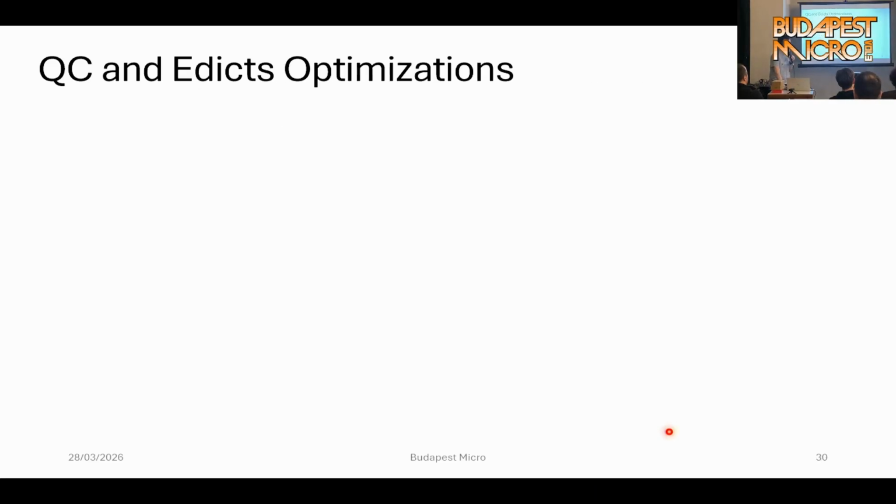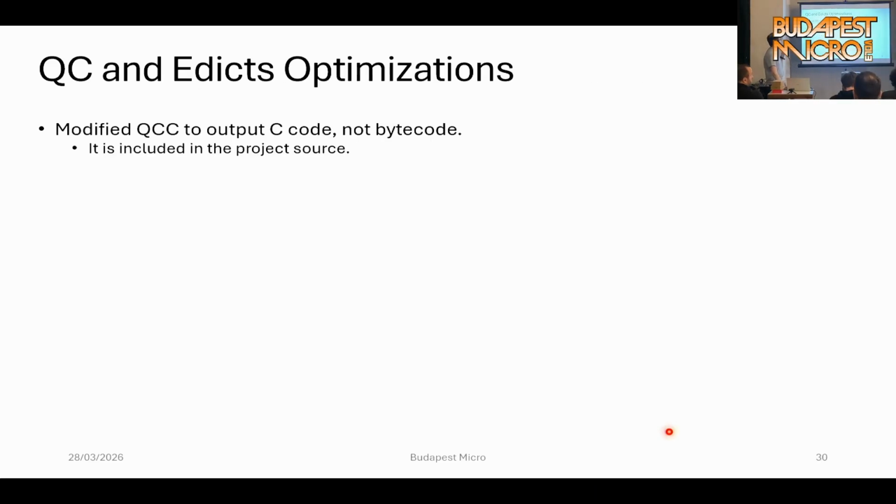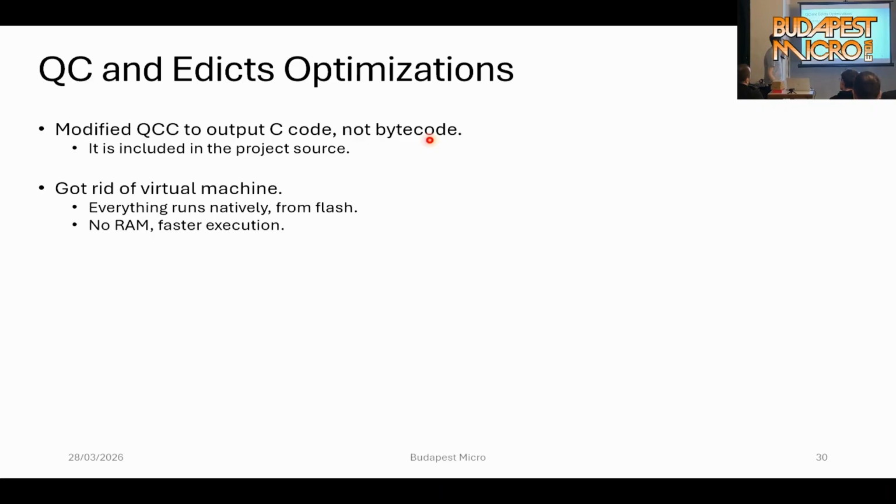And so I have modified the Quake C compiler to output actual C code instead of bytecode. And this generated C code is included in the project source. I got rid of the virtual machine because now everything runs natively from Flash. I don't need any RAM for this execution, and it's also faster.